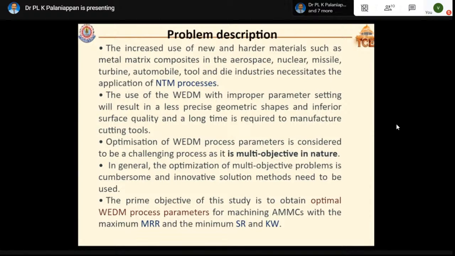The use of wire EDM with improper parameter setting will result in less precise geometric shapes. Not only is the shape deteriorated, you will get an inferior surface quality, and you cannot achieve the machining economics also. Long time is required to manufacture a cutting tool. So this optimization is very much required, and as we have seen already, the optimization is multi-objective in nature. The optimization of a multi-objective problem is cumbersome, we all very well know, and innovative solution methods are required to solve it. And the prime objective, again as I am restating, is to obtain optimal wire EDM process parameters for machining AMCs with the maximum material removal rate and minimum surface roughness and kerf width.